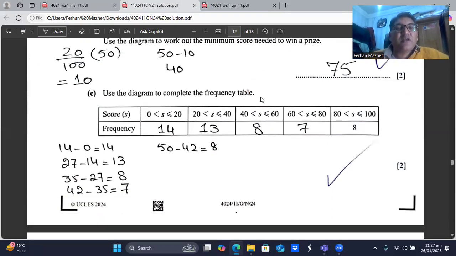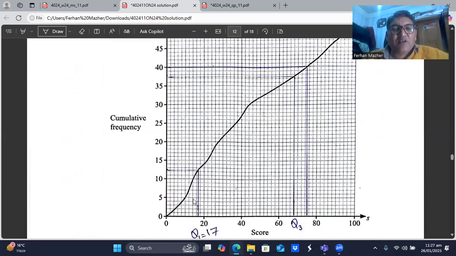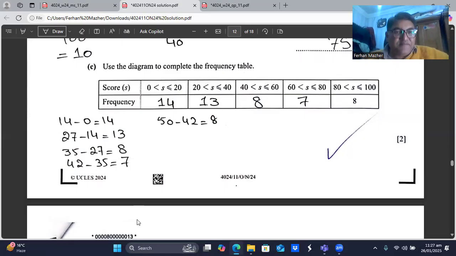So this class will have 14 minus 0, that's 14, then 27 minus 14. These are the cumulative frequencies which I am getting from this graph. So from 20, I'll check the cumulative frequency. At 40, I'll check the cumulative frequency. Then I will subtract them from each other and find the frequency for that class. For 60, we have 35 cumulative frequency. At 40, we have 27. So subtract 35 minus 27, that's 8.